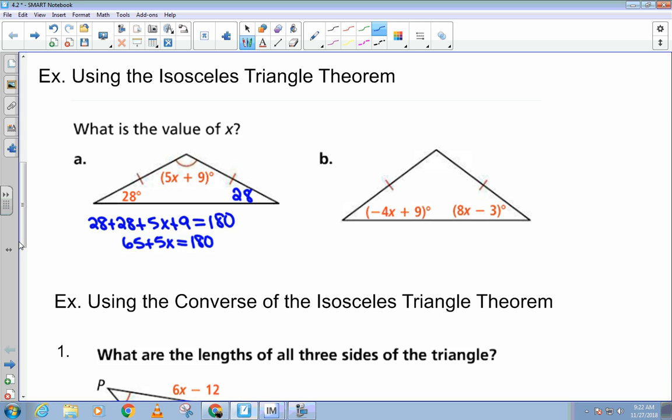Yeah, because the two legs were congruent, those base angles have to be the same. So since one of the base angles is 28, the other one has to be 28. Alright, so you subtract 65 from both sides, and that gives me 115. And then you divide both sides by 5, and x is 24.